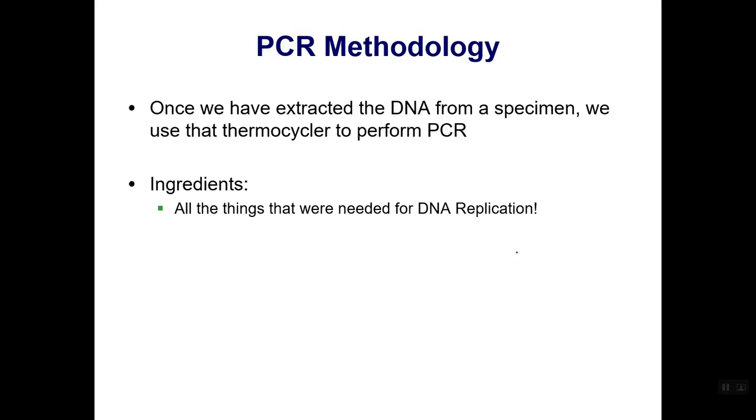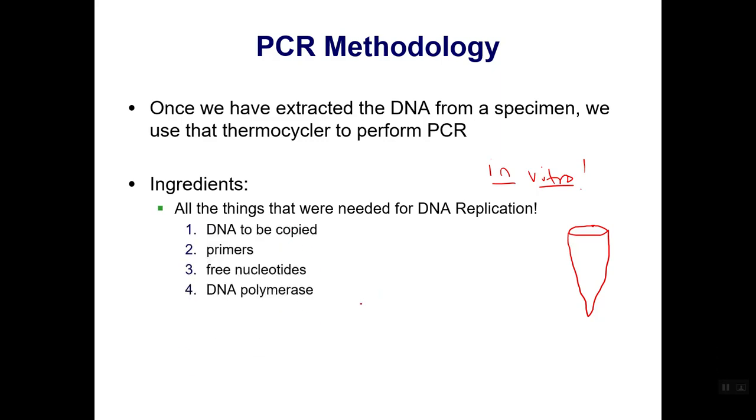And the things that we're going to add to those tubes we'll call ingredients. They're the same things, for the most part, that we needed for DNA replication, which isn't surprising, right? Because what we're ultimately trying to do is replicate DNA, just not inside of a cell. We're trying to do it in a test tube. We call that, by the way, in vitro, which literally means in glass in Latin. But anyway, we're trying to do it in a little test tube.